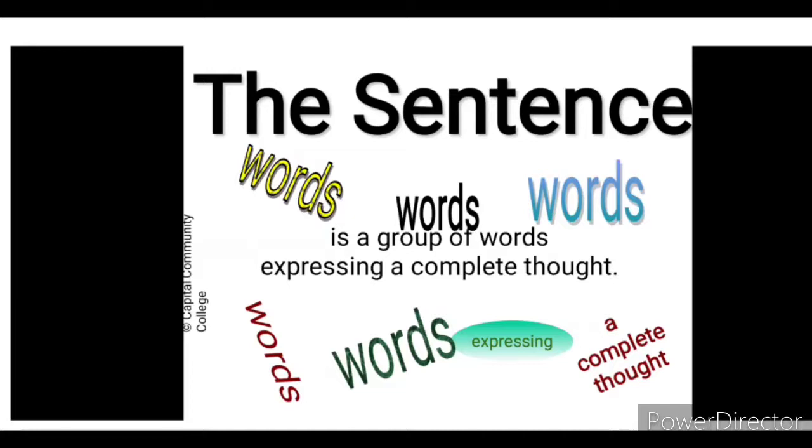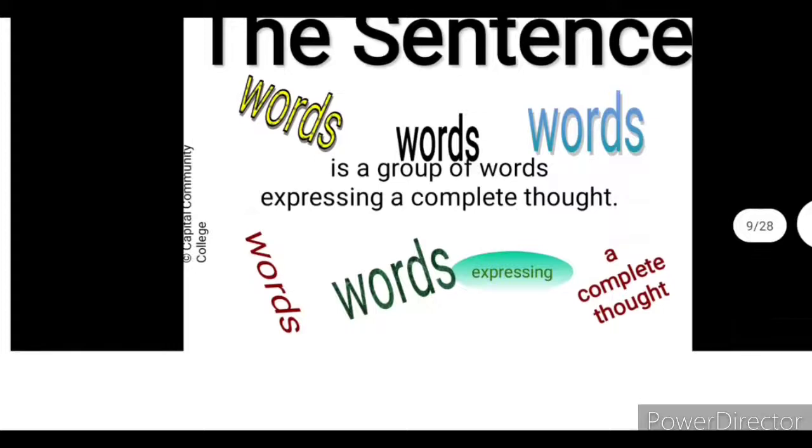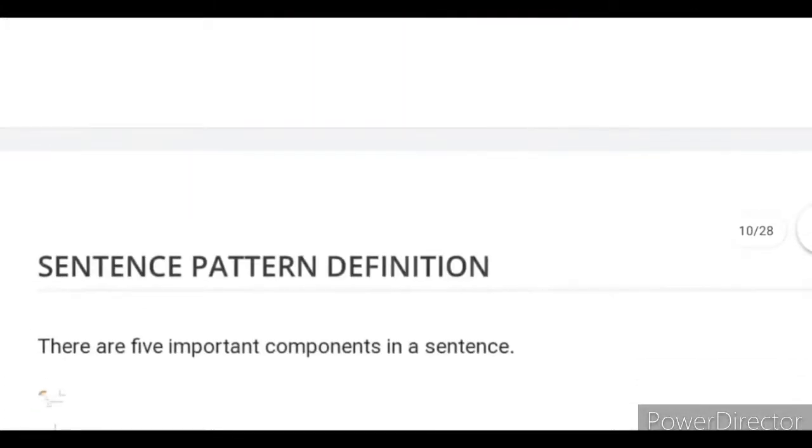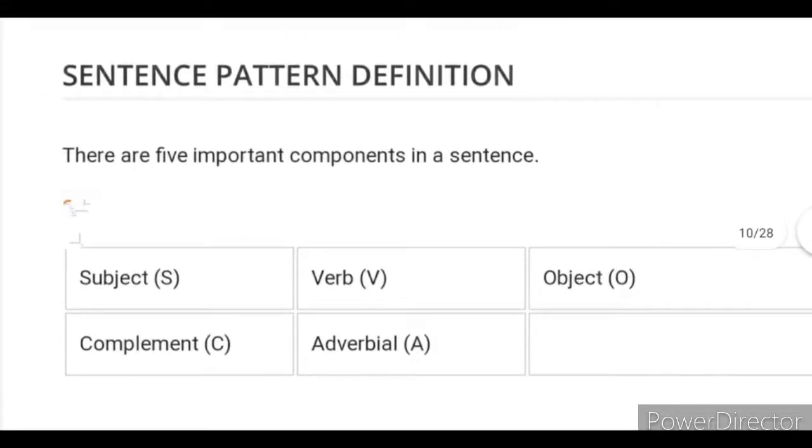So this sentence, actually we have basic sentence patterns, and we will discuss what all the basic sentence patterns we have. So first let us have a look at them. Sentence pattern definition. There are 5 important components in the sentence. That is, we have 5 basic sentence patterns.